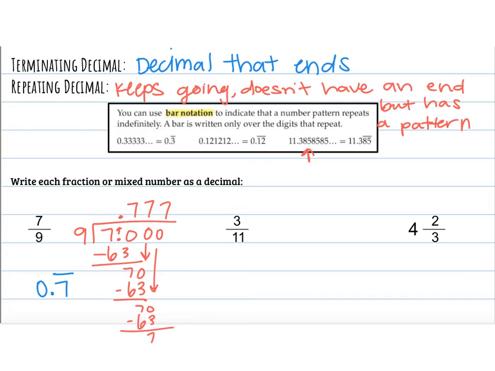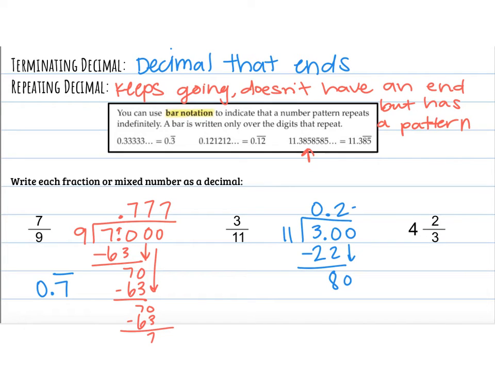3/11 does not turn into 10, 100, or 1000 by multiplying nicely. So I'm going to divide. Numerator on the inside, denominator on the outside. 11 can't go into 3, so that's how we end up adding a decimal and a 0. Carry the decimal above. 11 goes into 30 2 times, which is 22. 30 minus 22 is 8. Add a 0.